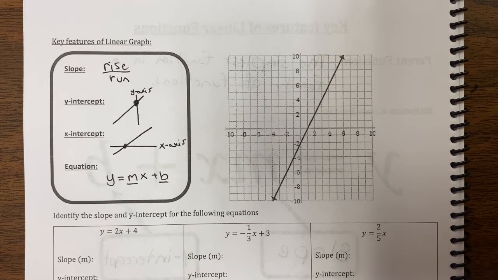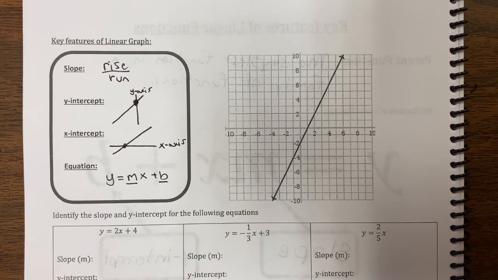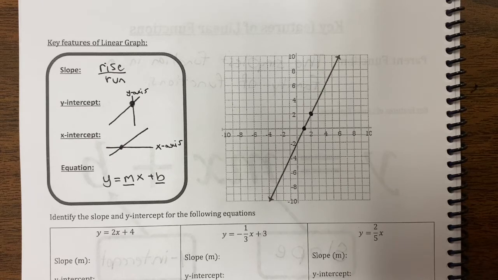So let's find the slope of this line. I'm going to choose 2 points. I like to call them the pretty points. They go perfectly through a grid point. For example, these 2 points right here.